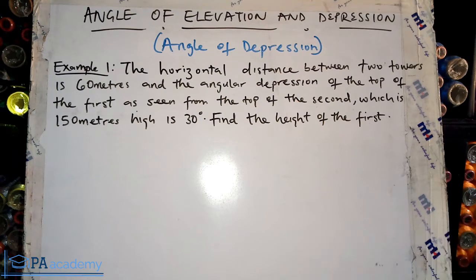So right here, the first example we are going to be solving under angle of depression says: the horizontal distance between two towers is 60 meters, and the angular depression of the top of the first, as seen from the top of the second, which is 150-meter high, is 30 degrees. Find the height of the first.